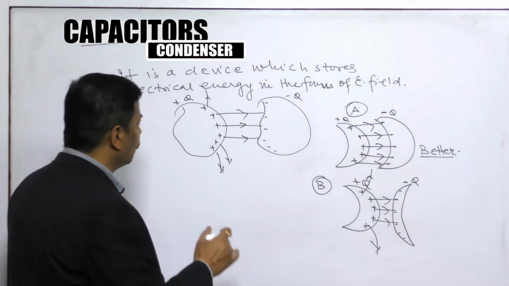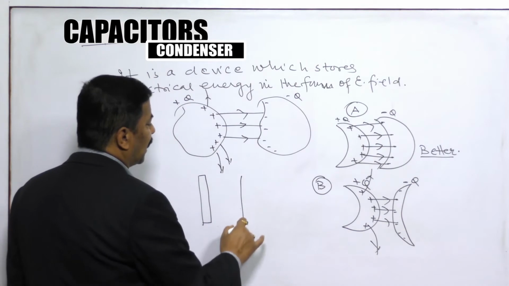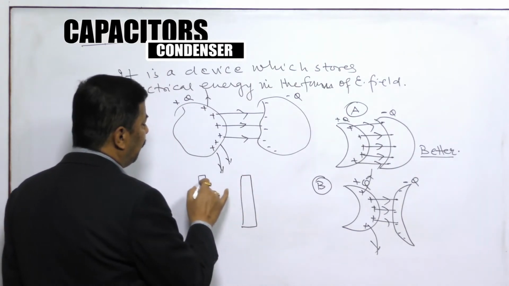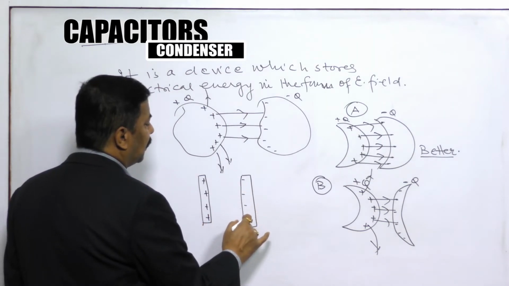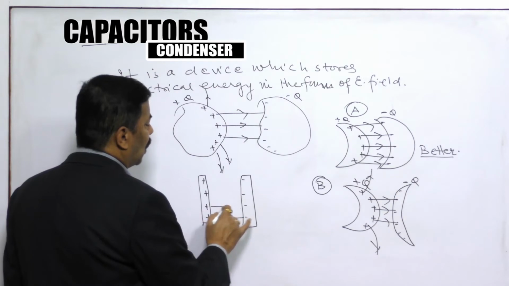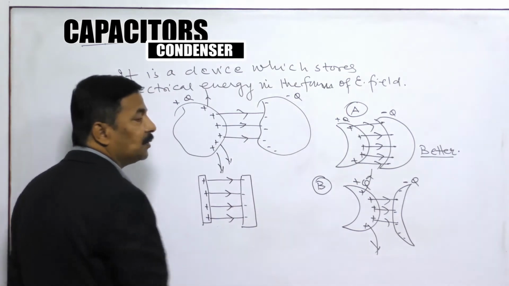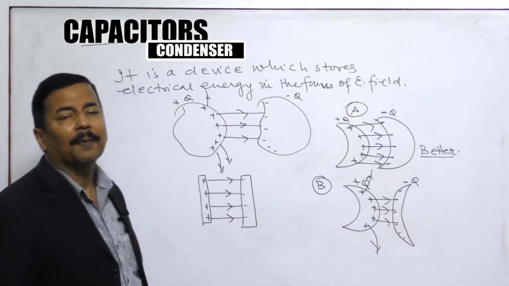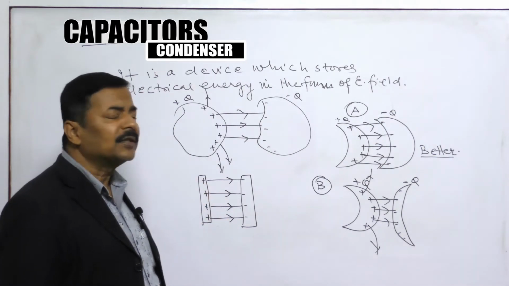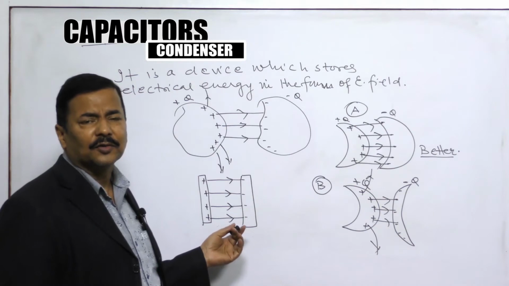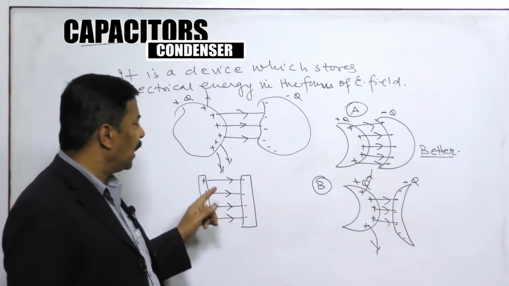Naturally, the natural selection will be your parallel plates. In parallel plates, you will observe that the loss of electric lines of force is minimum. So this is the best arrangement, and therefore we study the parallel plate capacitors. It is the parallel plate arrangement that is the most popular, and it is convenient also, easily constructed.